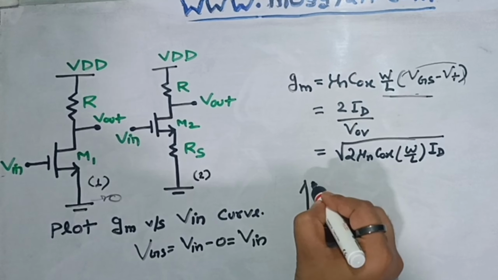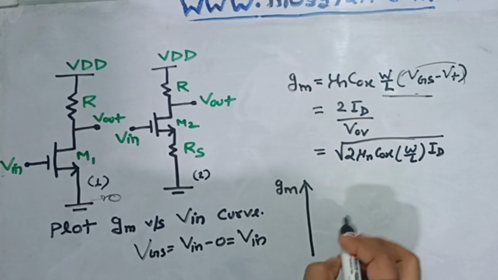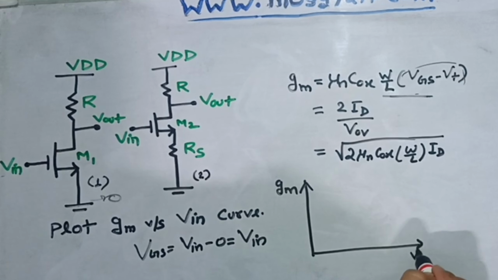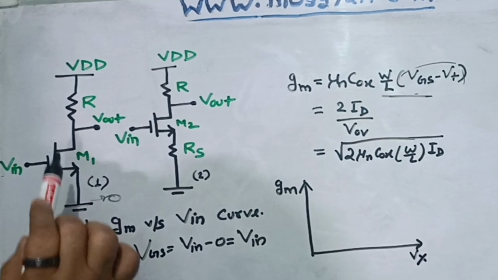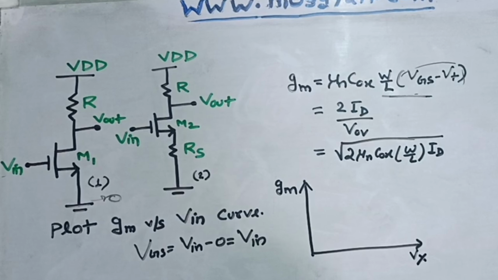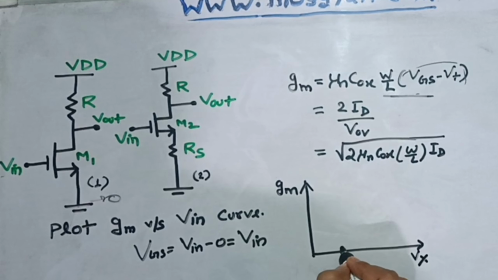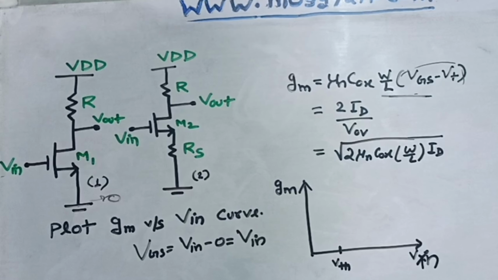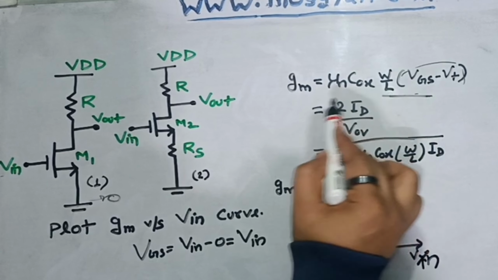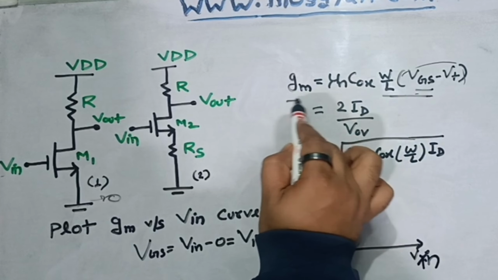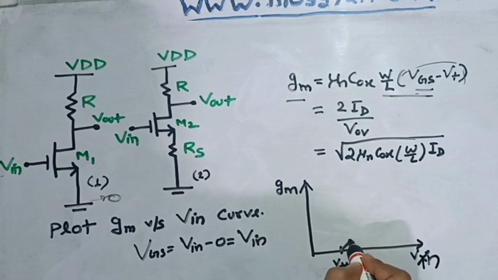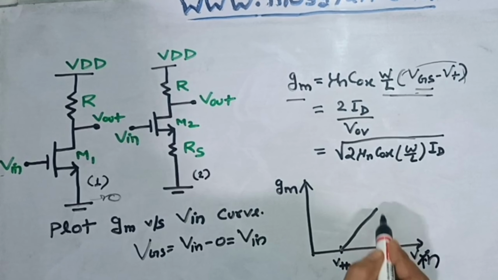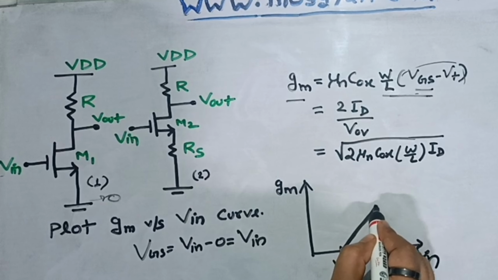We will draw gm on the y-axis and we will plot Vin on the x-axis. Now, it is certain that once Vin is greater than Vt, only then will the MOS have some transconductance value, that it will operate in saturation. So let's say this is Vt. Once your Vin is greater than Vt, only then will your gm curve start rising. And if you see from this equation, there is a linear relation between VGS and gm. That means if Vin is increasing, gm will also increase linearly. So this is how your gm curve will look like. It will rise linearly.